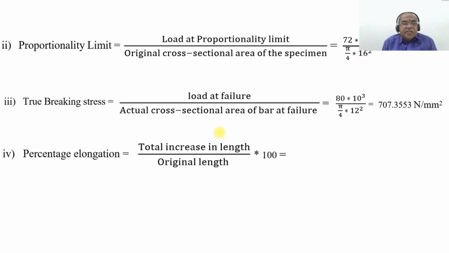Similarly, the percentage elongation is the total increase in length by the original length into 100, which is final length minus the original length by original length. That is 104 minus 80 by 80 into 100. So it will be expressed in percentage, which is 30%. So this is how you will be able to solve this particular problem.